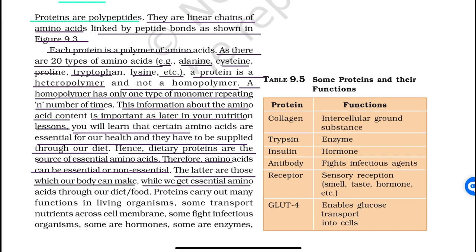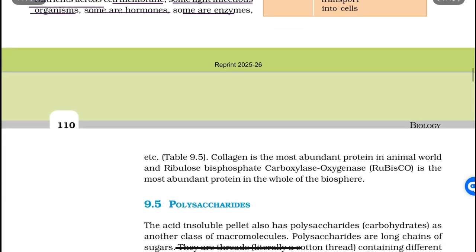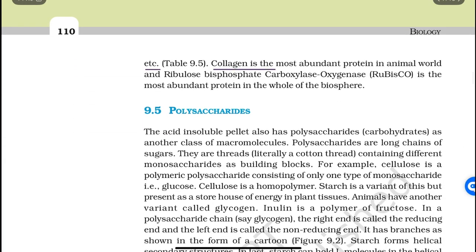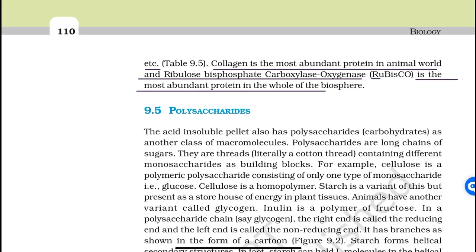While we get essential amino acids through our diet or food, proteins carry out many functions in living organisms. Some transport nutrients across cell membranes, some fight infectious organisms, some are hormones, some are enzymes, etc. Collagen is the most abundant protein in the animal world, and ribulose bisphosphate carboxylase oxygenase is the most abundant protein in the whole of the biosphere.